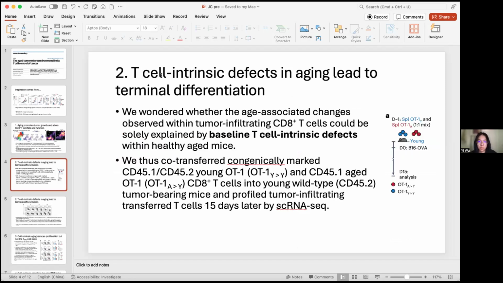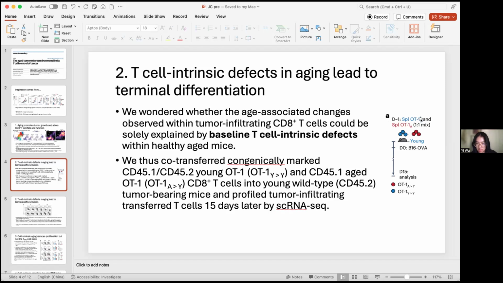Okay, so first they want to know if the T cells in aged mice are genetically defective, so they call it cell intrinsic defects, so that they can do their job. So they do this by obtaining T cells from both young and aged mice.